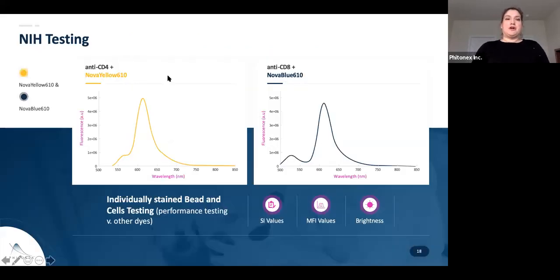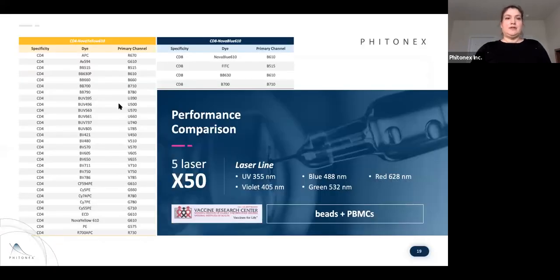So I've talked a bit about the dyes, but what have we actually found in terms of the staining? Steve Perfetto at the NIH has done some of the testing for us. And what you can see here, we have a CD4 antibody conjugated to the Nova Yellow 610 and CD8 conjugated to the Nova Blue 610. He was able to compare staining with both beads and cells and look at the performance versus other dyes. So this is a real head-to-head comparison. What you can see here is just a number of the dyes that were tested. This testing was done on a Symphony X50. And so these are all the comparisons that were made.